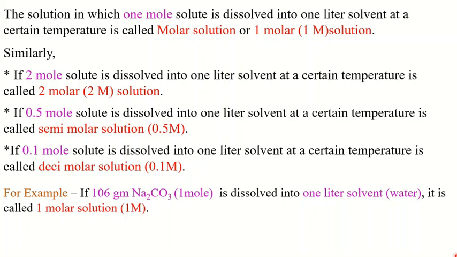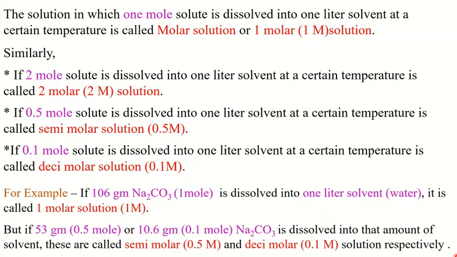For example, the molecular mass of sodium carbonate is 106. So 106 gram of sodium carbonate means 1 mole of sodium carbonate. If 106 gram of sodium carbonate is dissolved in 1 liter of solvent or water, then the solution prepared is a 1 molar sodium carbonate solution. But if 0.5 mole, that means 53 gram of sodium carbonate, is dissolved in 1 liter of water, then the solution becomes a semi-molar solution.